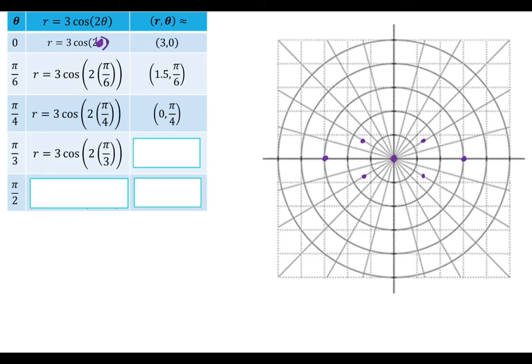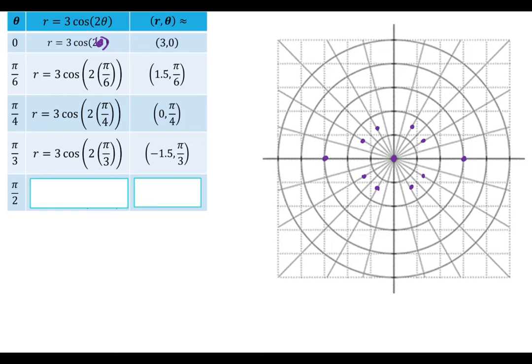Then for pi-thirds, plug it in. What am I going to get? I'm going to get negative 1.5, pi-thirds. So let's see what happens. So if I go negative 1.5, and then I rotate pi-thirds, we're here. Then mirror across the y-axis, right here. Mirror across the x-axis, right here. Rotate around the origin 180 degrees, I get right here.